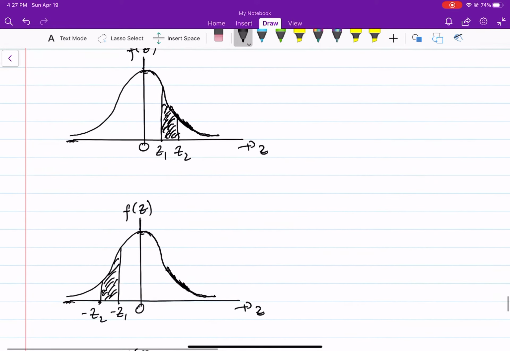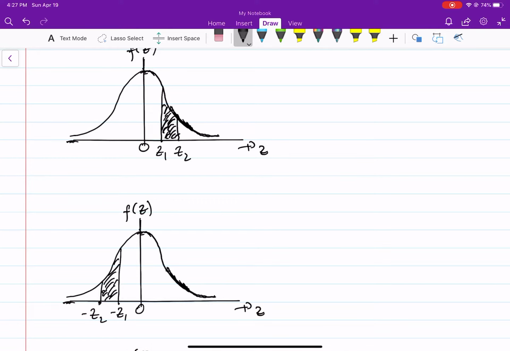Next diagram, you want the area between two z values. Well, if I take all the area to the left of z2, that would be phi of z2. If I take all the area to the left of z1, that would be phi of z1. If I were to take the difference, that would give me the area trapped between the two.